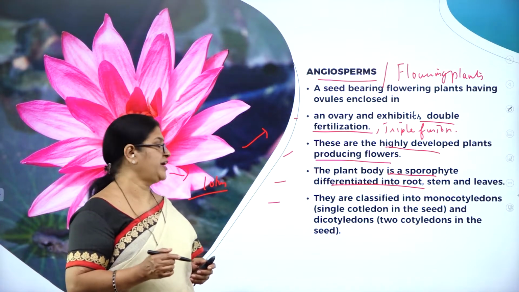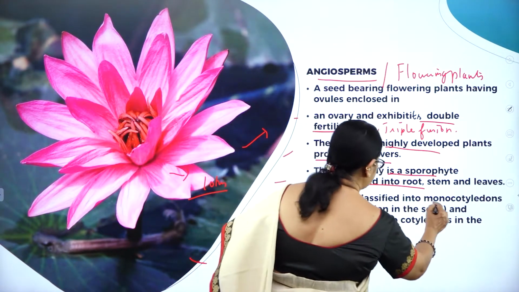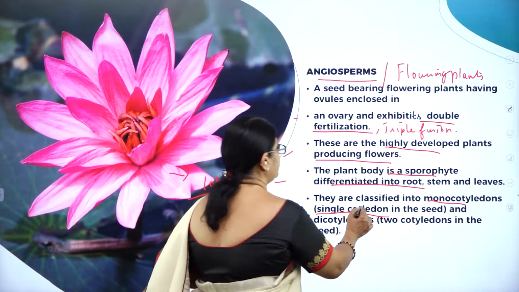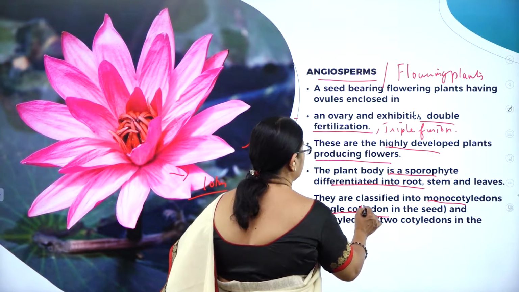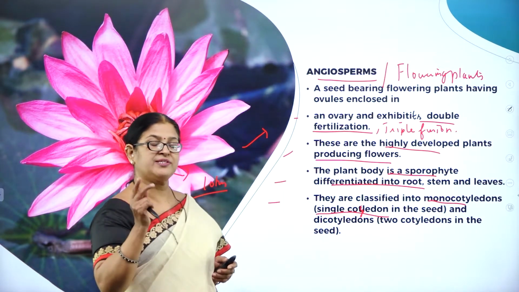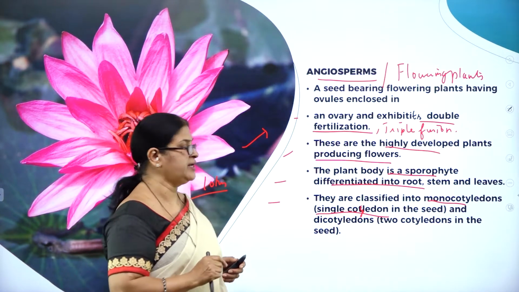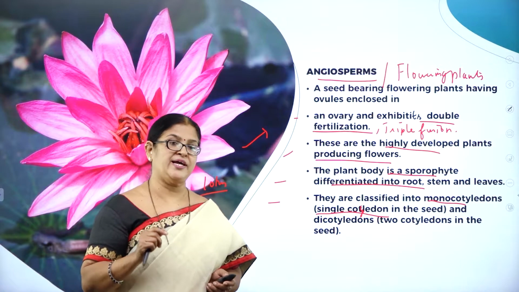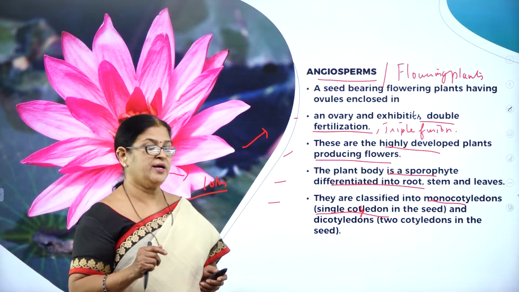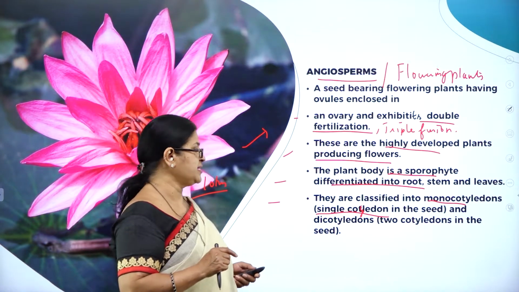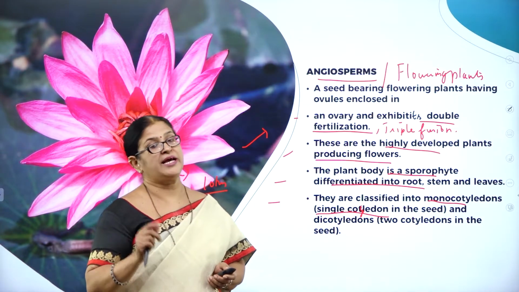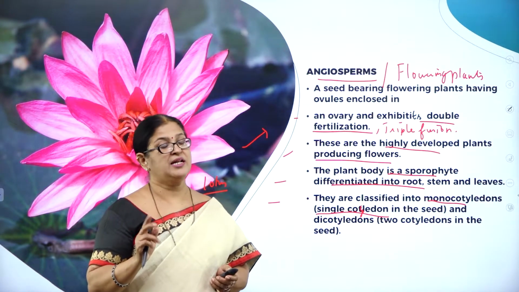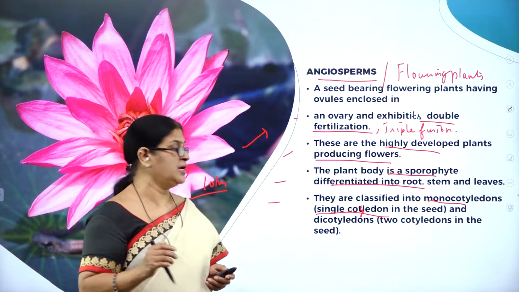They are classified into monocotyledons, the seeds having only a single cotyledon. For example, we come across the cereal crops like rice, ragi, wheat, jowar. They all come under monocot plants. And dicotyledons, the seeds having two cotyledons, like the pulses and groundnut.